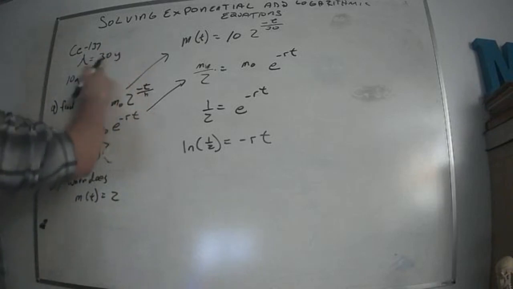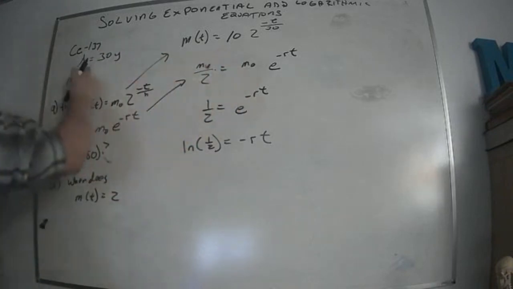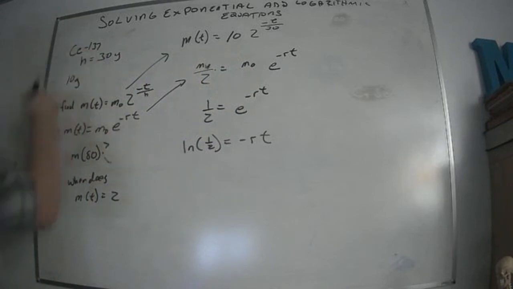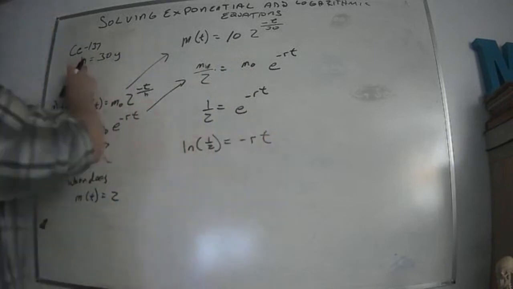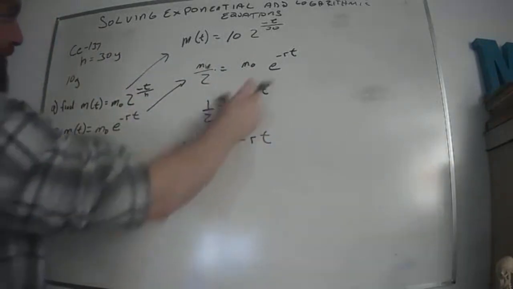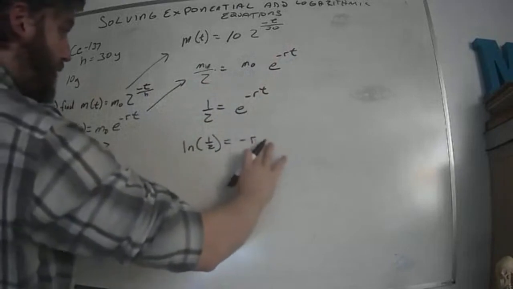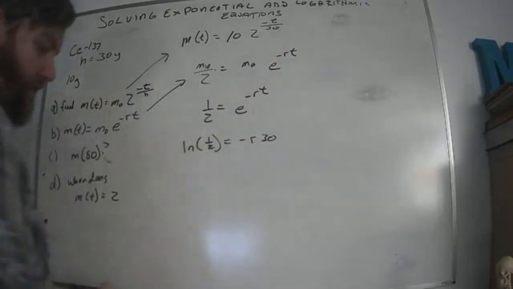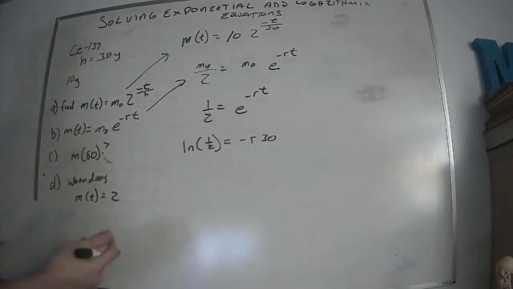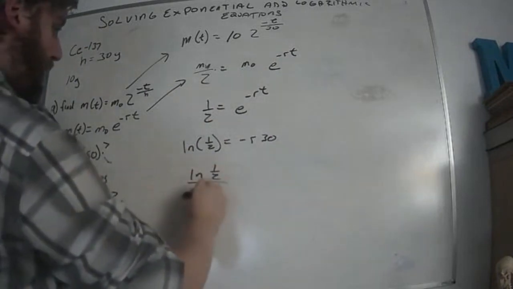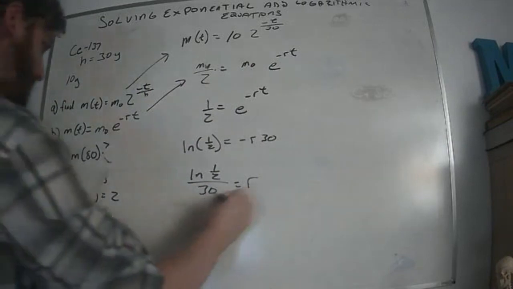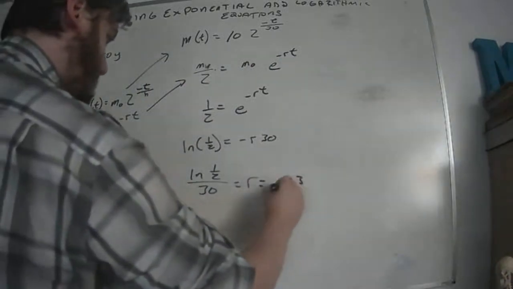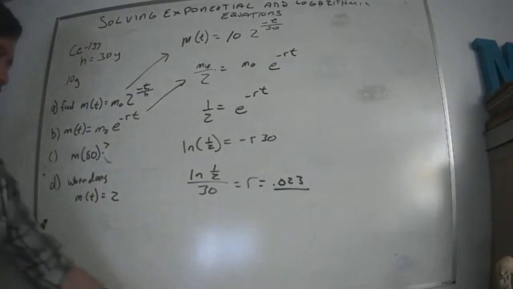So we can also say that this is h, the half-life, instead of this lambda. I want to use both because you'll see it as both. So the half-life is 30 years. If I'm getting it to half, then t is 30 years. So now I just solve for r. I have the natural logarithm of 1/2 over 30 equals r. And if I plug that in, I get 0.02.